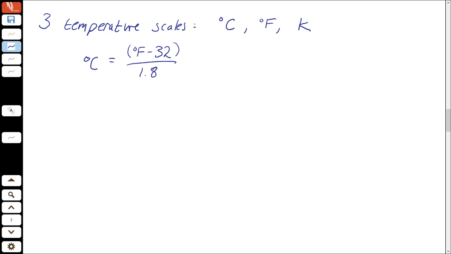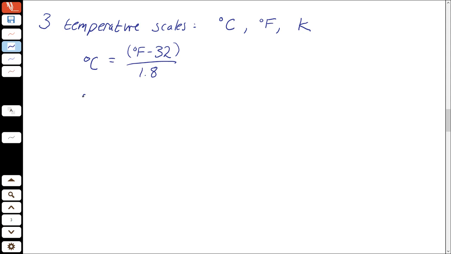So if you just type like 100 minus 32 divided by 1.8, it's going to do the division first and then the subtraction, and you're going to get the wrong answer. So you've got to make sure to either put the parentheses in or just hit enter in between the subtraction and the division so that you're not dividing before subtracting.